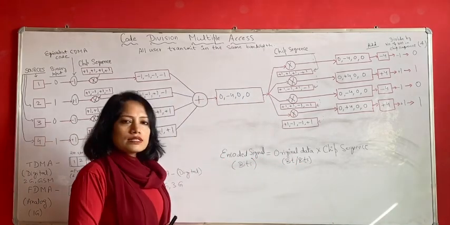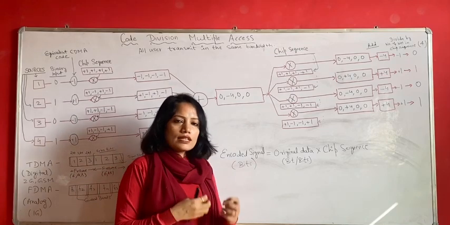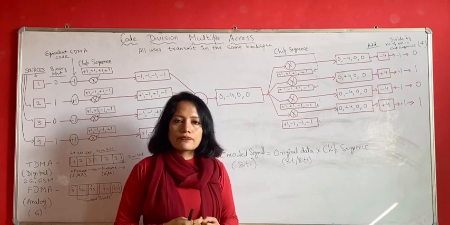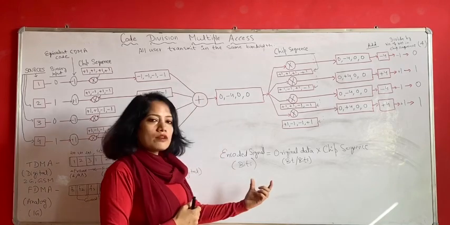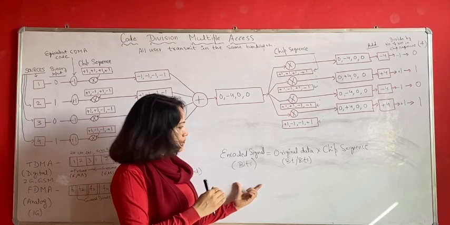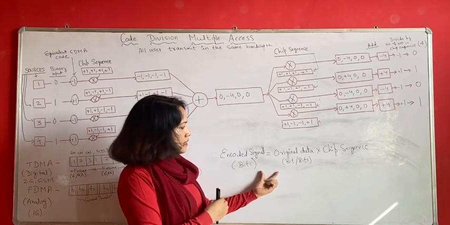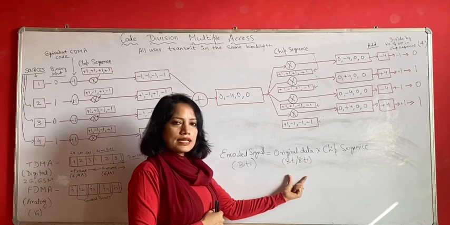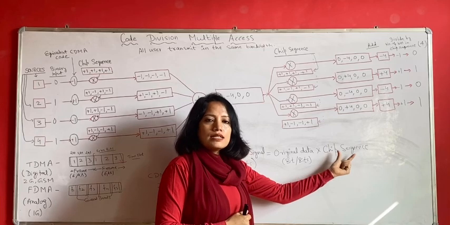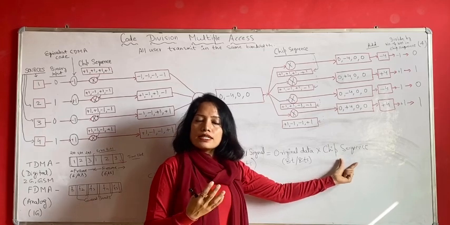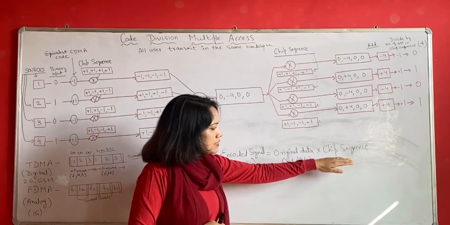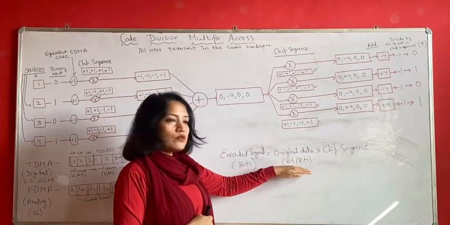So how does it work? In this case, all the data is first encoded using a certain chip sequence. Let me explain. The formula is that the encoded signal which is transmitted is derived by multiplying the original data with the chip sequence. Now what is this chip sequence? A chip sequence can be of 4 bits, it can be of 8 bits or so on. This chip sequence actually encodes the data.